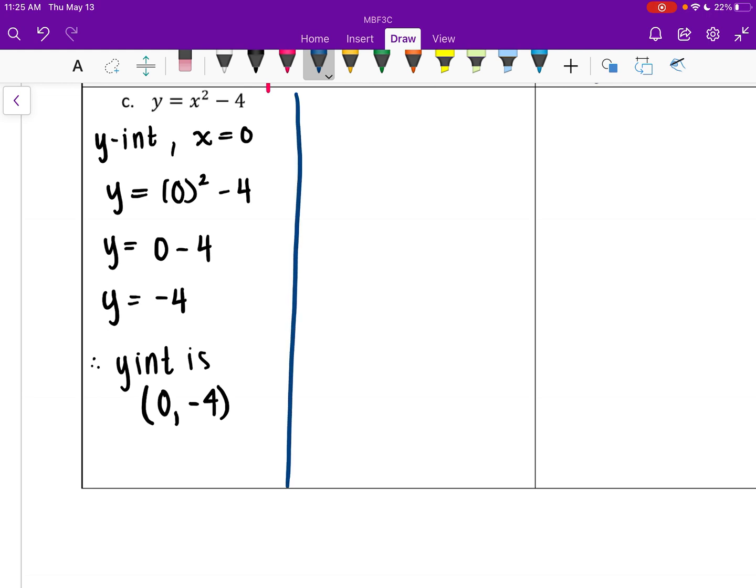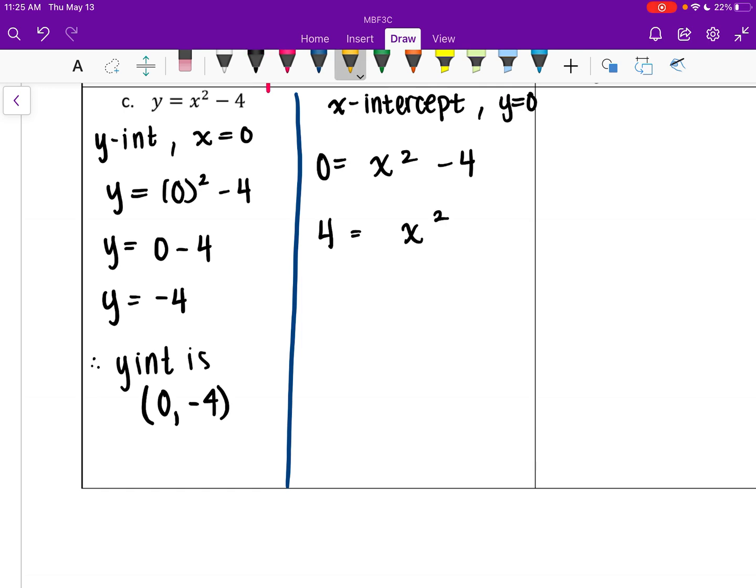Let's do the other side. Let's do the x-intercepts. Again, here y is equal to 0, so we're just going to plug in our values. 0 equals x squared minus 4. We're going to bring the 4 over to the other side, so I'm left with +4 = x squared, and I'm just going to square root both sides. So remember when I said in this situation it would be plus or minus the square root of 4, which is 2. I know if I square root 4, it's going to be 2, is equal to x.